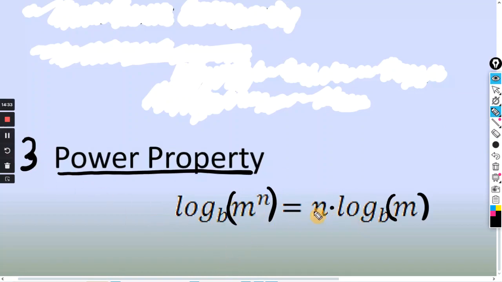And where does this come from, or how would we remember it? Well, if you have x to the power of a over b, that is the same as the root of x, and the number in the numerator is going to be the exponent a, and the number in the denominator is going to be the root b. So these are similar, if this helps you remember it.